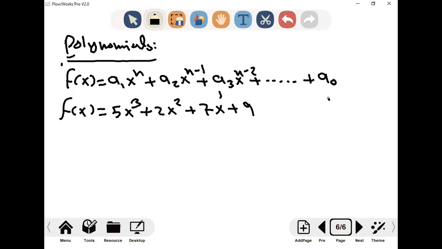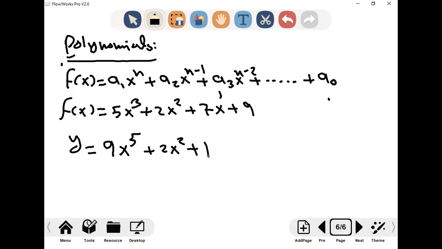For example, y equals 9x power 5 plus 2x power 2 plus 1. This is a polynomial. The highest is how much? 5. Then we should have 4, but we don't have it. Then we should have 3, but we don't have it. Then 2, then a naught. A naught means power 0, which is constant. Anything power 0 is what? Constant 1. Okay? Done. This is a type of polynomial.